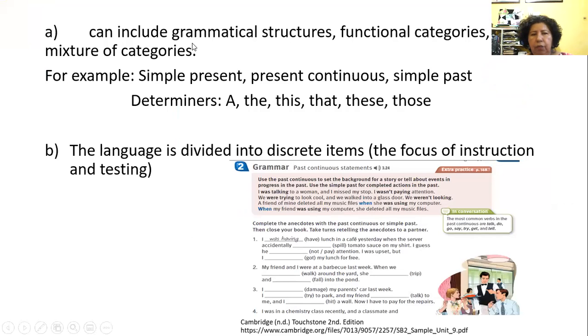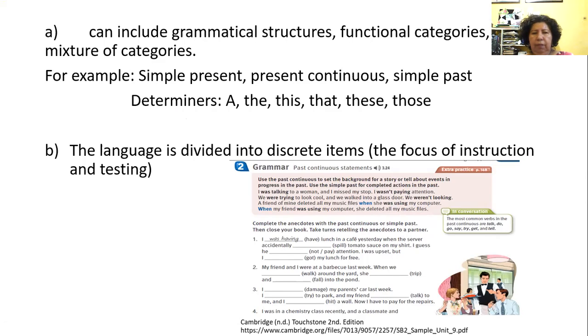Also, it can include grammatical structures, functional categories, or a mixture of categories. For example, to present grammatical structures, first the simple present, how it is structured with the subject, verb, etc. Then after that, the present continuous, the simple past. And also determiners, like, for example, the use of this, that, these, those, etc. Or we can combine something with simple present or with the verb be, for example, there is a, there are, etc.